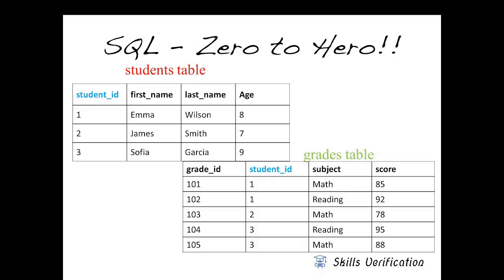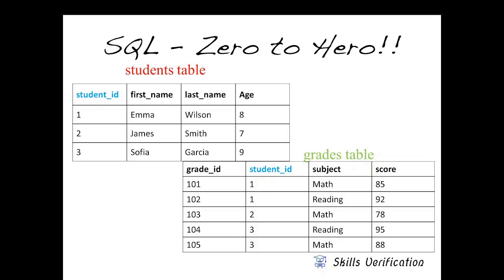For example, looking at the first two records in the grades table, we see they both have student ID 1, which tells us these grades belong to Emma Wilson. This relationship establishes our parent-child structure. The students table is the parent table because it contains the primary key being referenced. The grades table is the child table because it contains the foreign key that does the referencing.